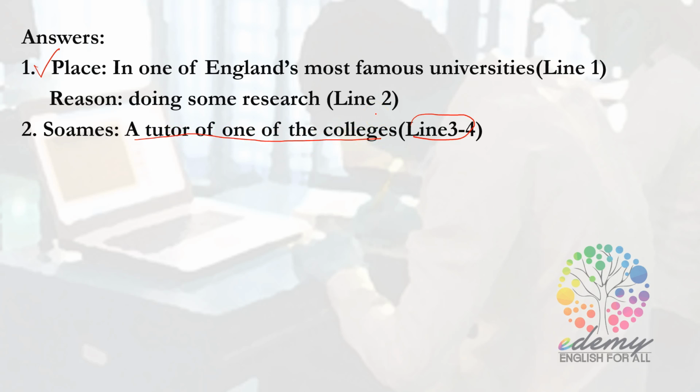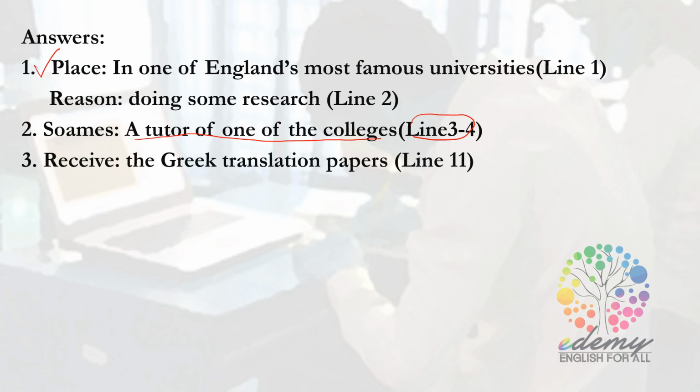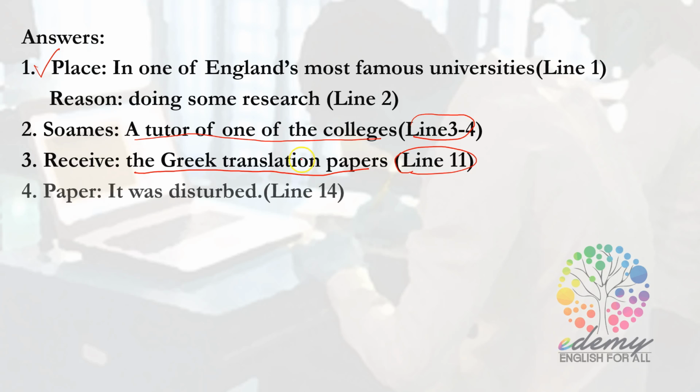So let's move on to the answer to question 3. The question is: what did Mr. Soam receive that afternoon? So the answer is the Greek translation paper. We can find it in line number 11. Let me read out the line for you: "This afternoon I received the Greek translation paper." So this is the answer: the Greek translation paper.